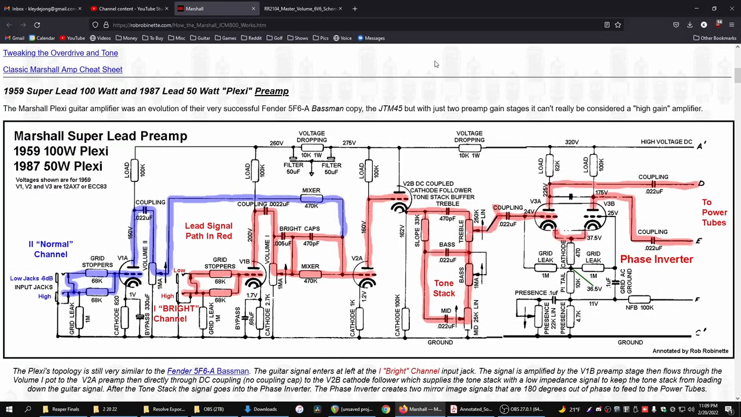All right, to begin with, I want to take a look at one of the forefathers of the high-gain amplifier, and that has to be the Plexi. This is a 1987 Super Lead. That's the 50-watt, and then the 1959 is the 100-watt. That doesn't refer to year, that refers to a schematic number or model number, kind of like Fender does AB763 or something like that.